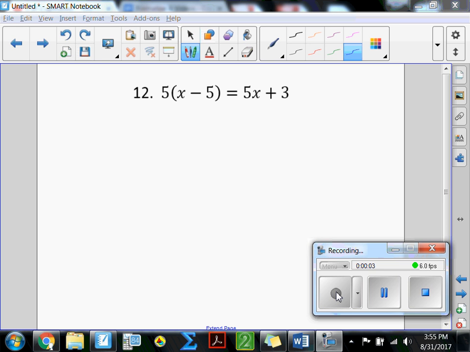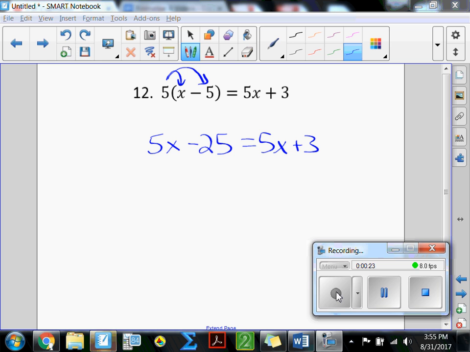Number 12 on formative A. I'm going to start by distributing the 5 on the left side of the equation. 5 times x is 5x. 5 times negative 5 is minus 25 equals 5x plus 3.